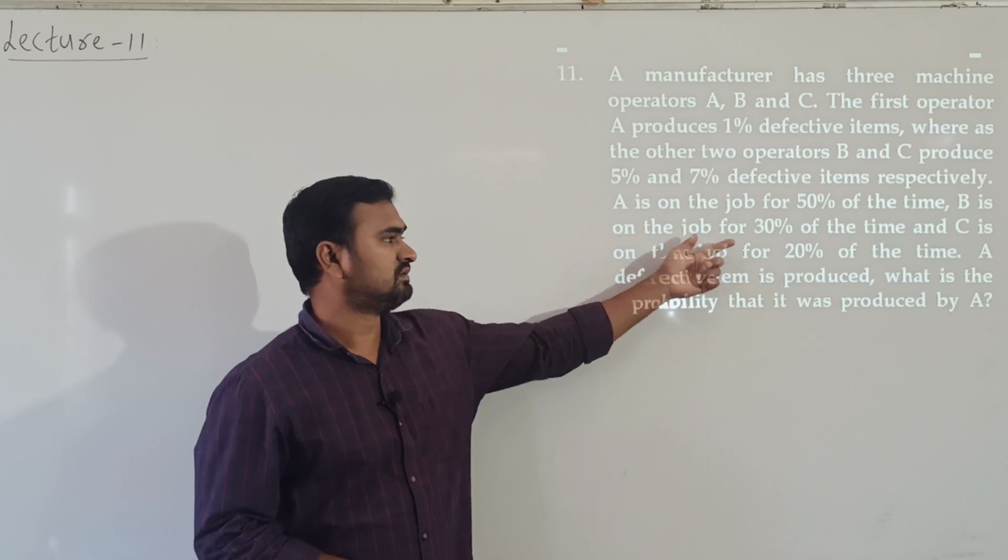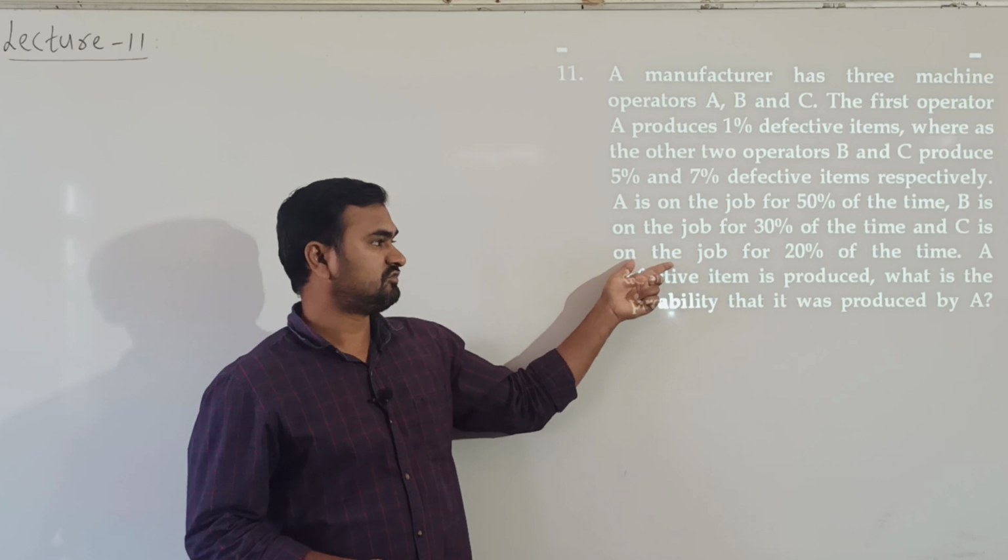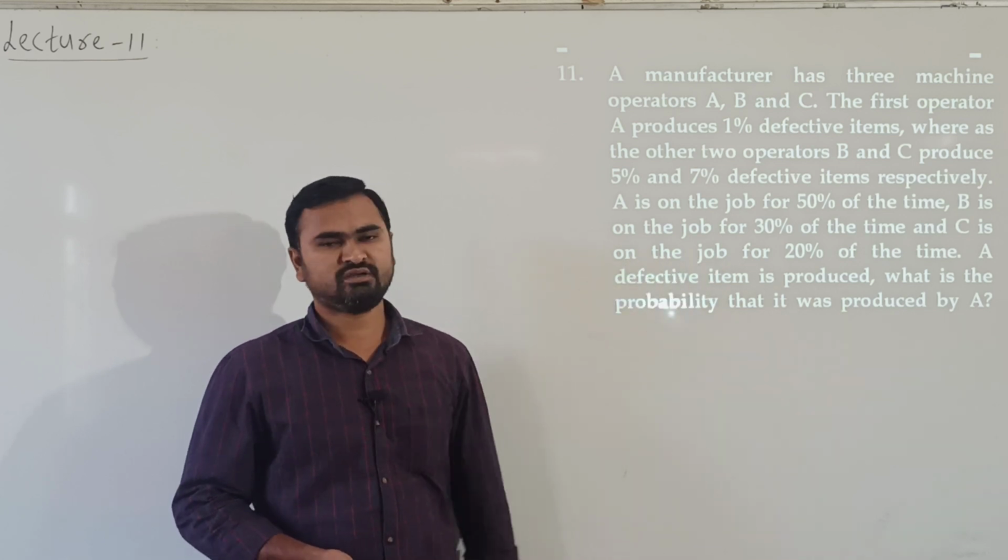Probability of B on the job, it is only for 30% of time, so it is 30 by 100. Probability of C on the job is 20 by 100.